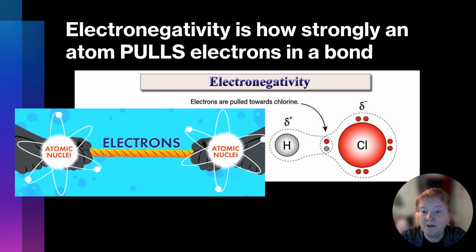Did you see what was happening in those two simulations? Atoms are not stable until they have the full outer energy level. And in covalent bonds, atoms will share those electrons to make it happen. In ionic, they're transferred. And all of that has to do with electronegativity, which is how strongly an atom can pull electrons in a bond. If it can pull so strongly that it just yanks it away, ionic. If it can just pull it closer to itself, covalent and specifically polar.